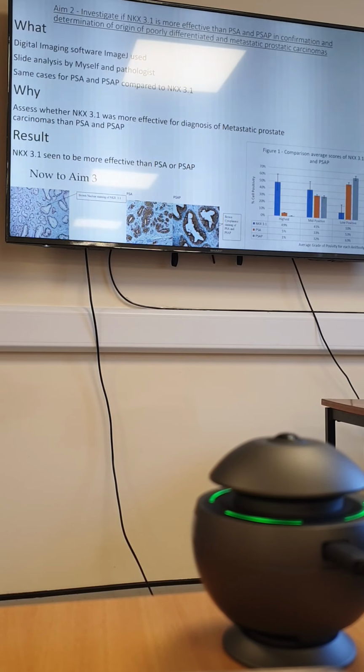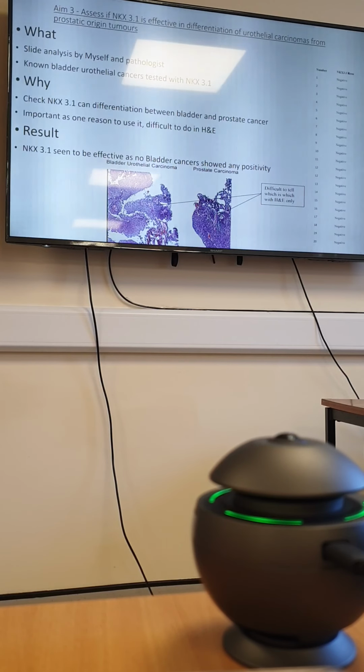So now on to the third aim. The third aim was basically to assess, now that we knew we had compared the NKX with PSA and PSAP, and shown that NKX could diagnose prostate and metastatic cancers, could it differentiate between bladder cancers and prostate cancers? And you can see the NKX results there.